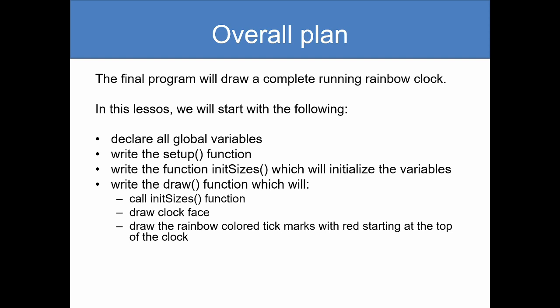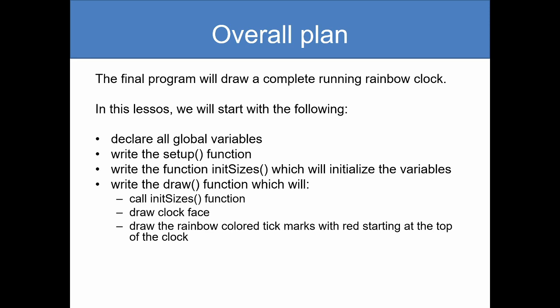We're going to write the function for init sizes, init being initial, and that will help initialize all of the variables the correct way. We're going to write a draw function, which is going to call that initial sizes function. We're going to draw the clock face, and we're going to draw the rainbow colored tick marks with the red starting at the top of the clock and working our way around in that 360 degrees. If you remember from one of the prior lessons, we did the rainbow wheel, or the color wheel, and this is actually where that's going to come into effect.